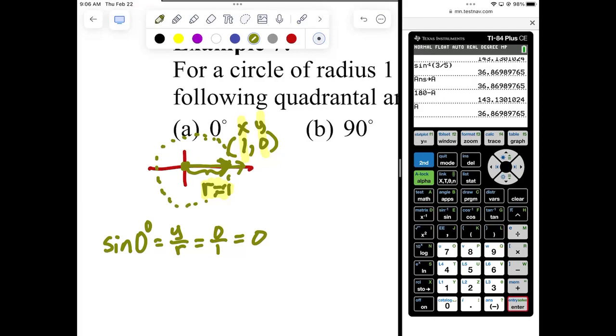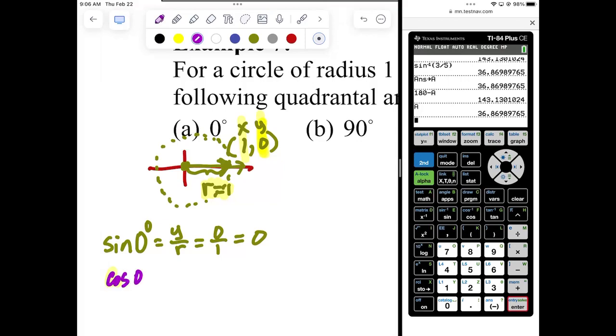Here's a way to remember that sine of 0 is 0. 0 lands on the x-axis. What's the y-coordinate on the x-axis? 0. Sine, y, height. It's the height of the triangle. What's the height of the triangle when the triangle's been collapsed down vertically to the x-axis? 0. Sine, y, height. The height is 0. The y is 0. The sine is 0. Sine, y, height. All 0. Got it? Good.